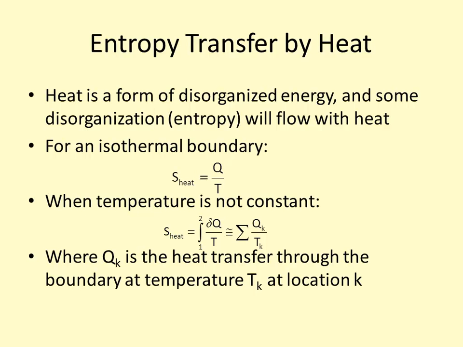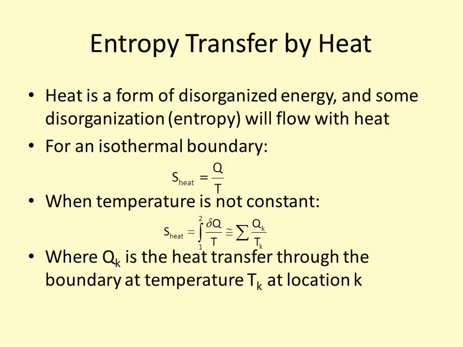Okay, so heat is disorganized energy, and by nature has a lot of entropy associated with it, the higher the temperature of the heat source. So for an isothermal boundary, if we're transferring heat at a constant temperature, then the amount of entropy transfer due to heat is simply Q divided by T. So the amount of heat divided by the temperature at which it crosses that boundary.